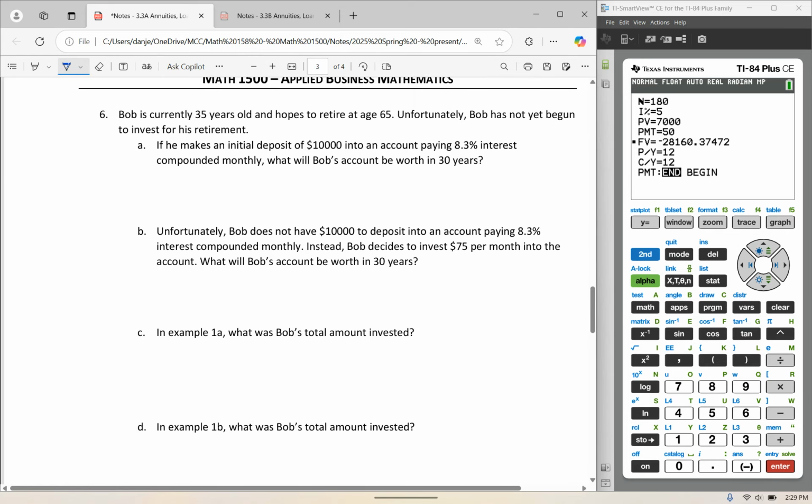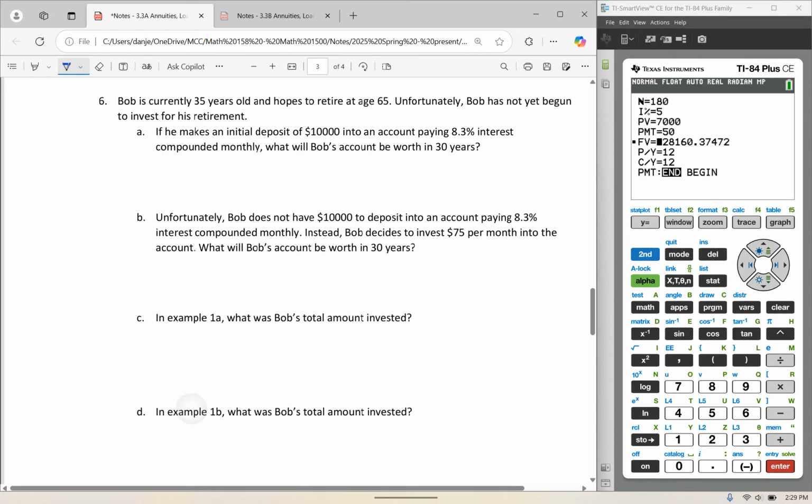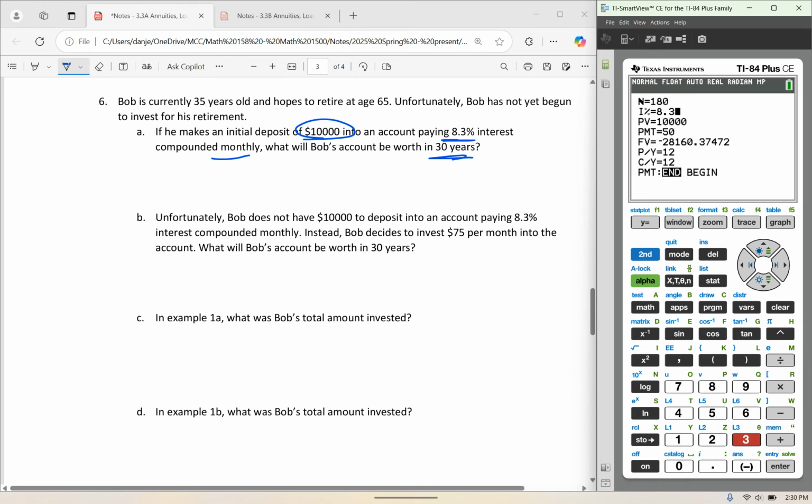Okay. But I want to look at some other examples that we can look at here. So we're going to talk about Bob. He's currently 35 years old. He hopes to retire at age 65. Unfortunately, Bob has not yet begun to invest for his retirement. Suppose that Bob makes an initial deposit of $10,000 into an account earning 8.3% interest compounded monthly. What will his account be worth in 30 years? Notice that he is not making monthly contributions. So Bob is going to deposit $10,000 into his account paying 8.3% interest compounded monthly. So my CY stays 12.